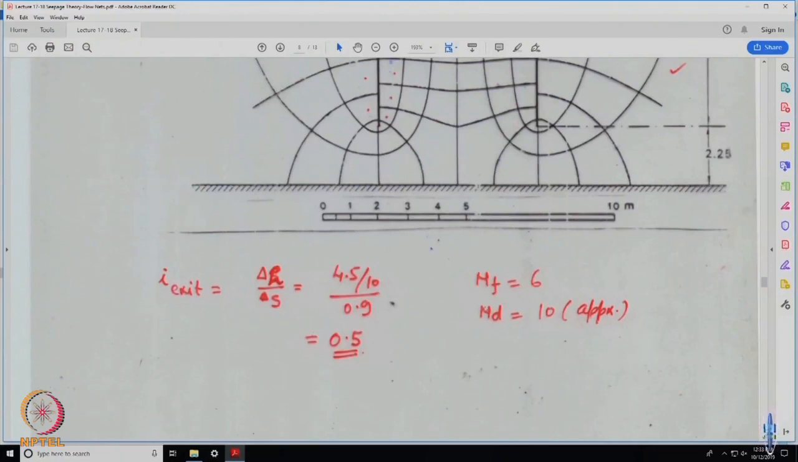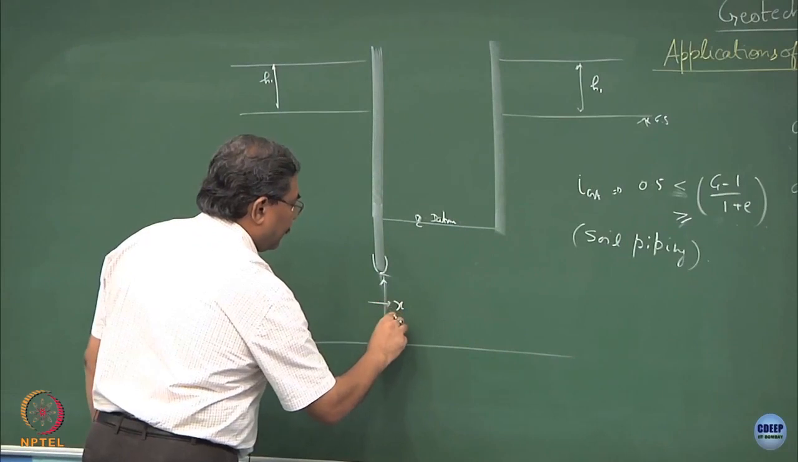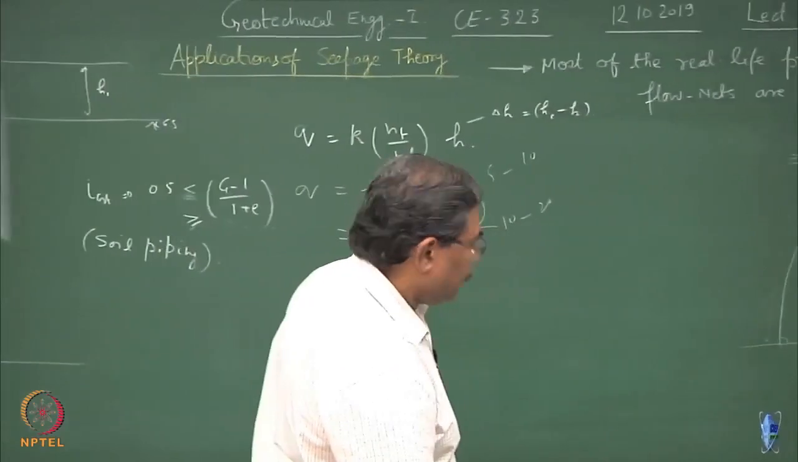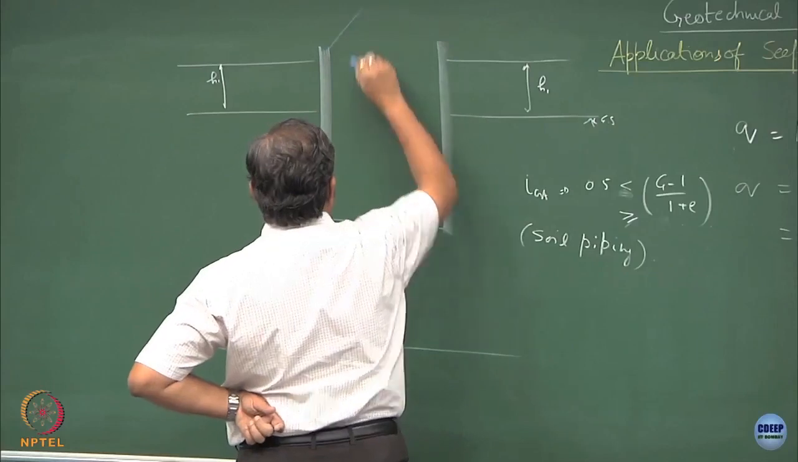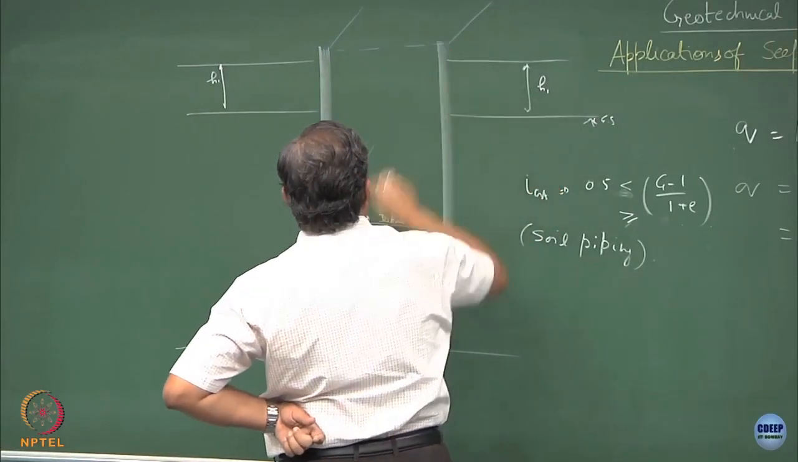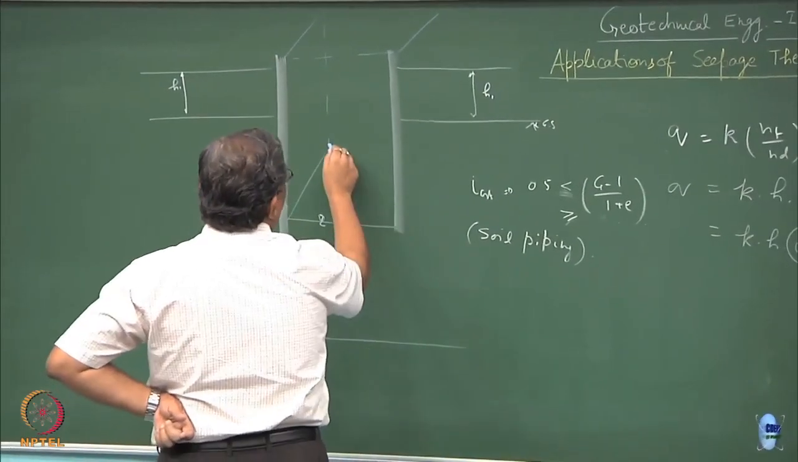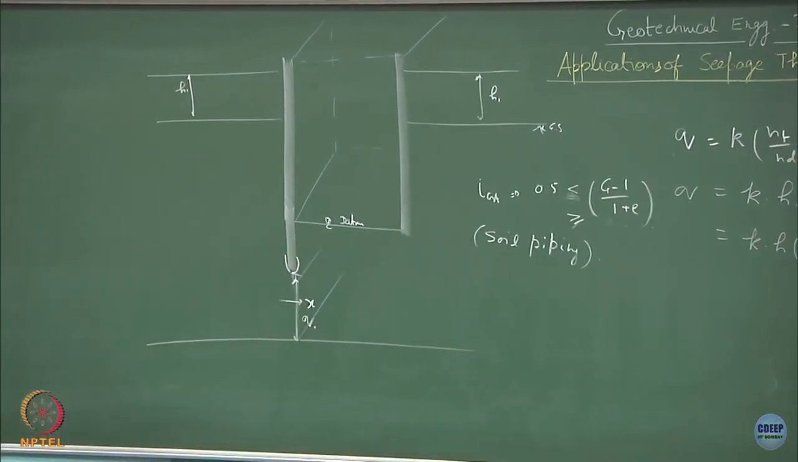What is the significance of this 2.25 here? This much is the space through which the discharge is going to occur. So, basically this Q is going to take place through this, and the way it looks like is, this is your third dimension of the entire system. So, this is how the third dimension looks like.